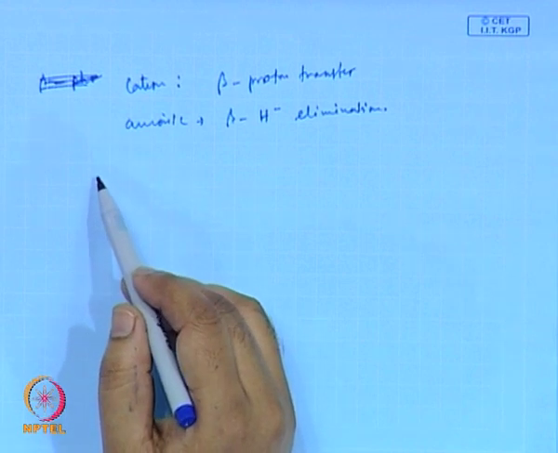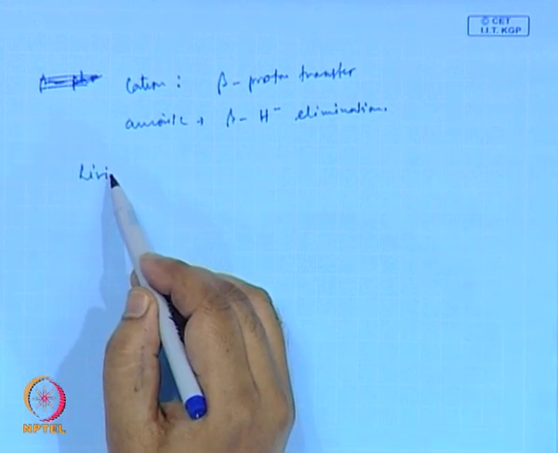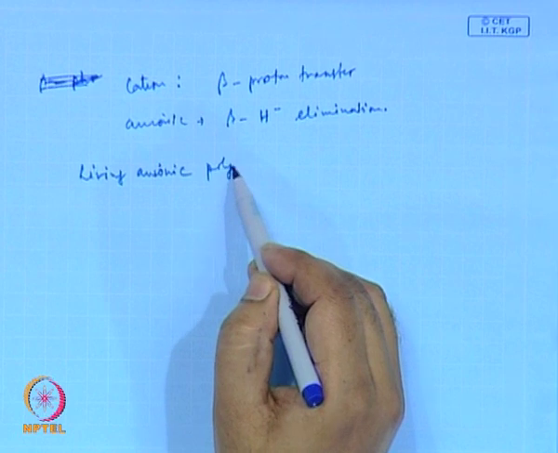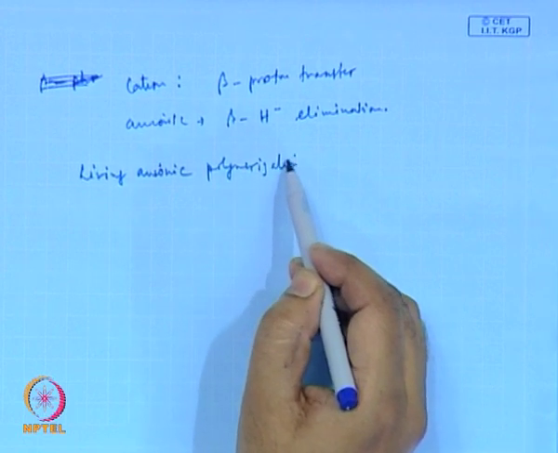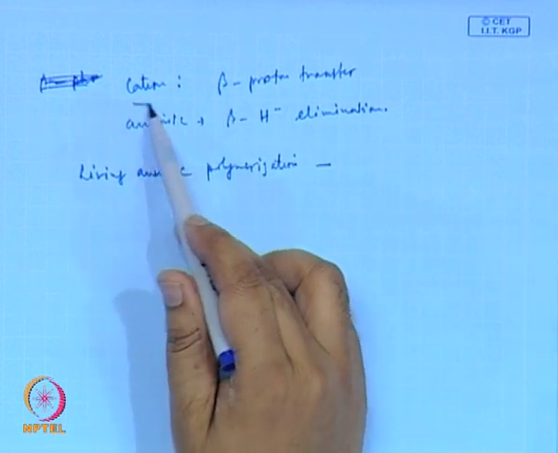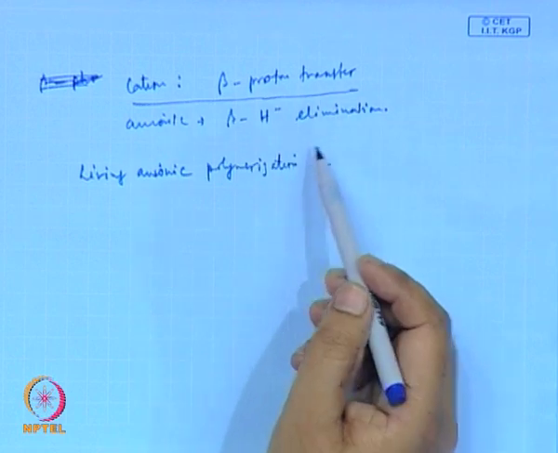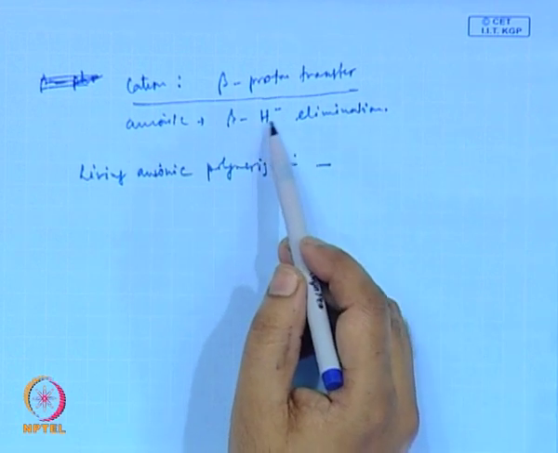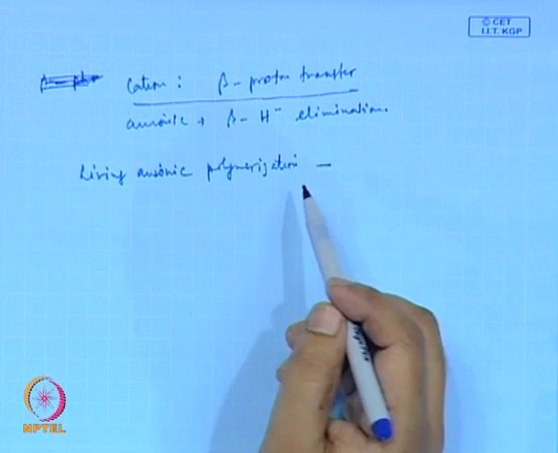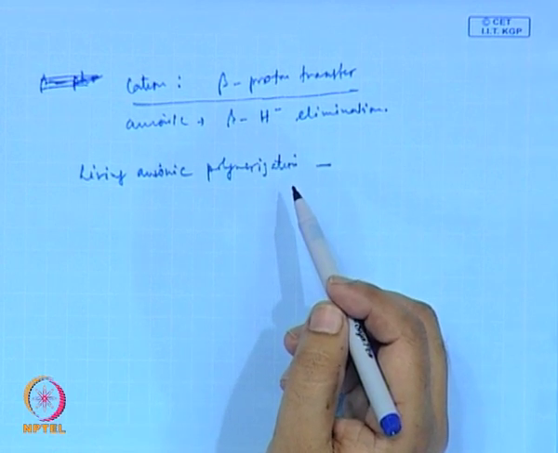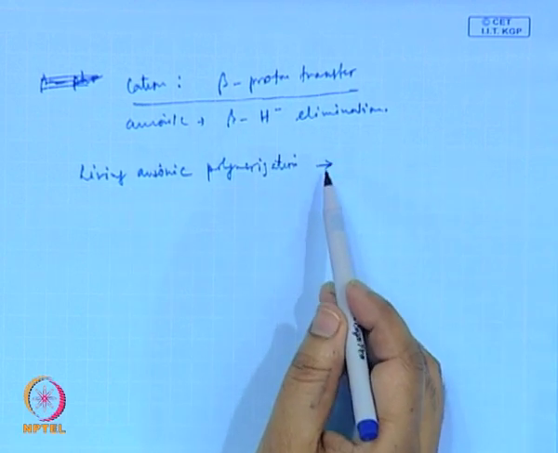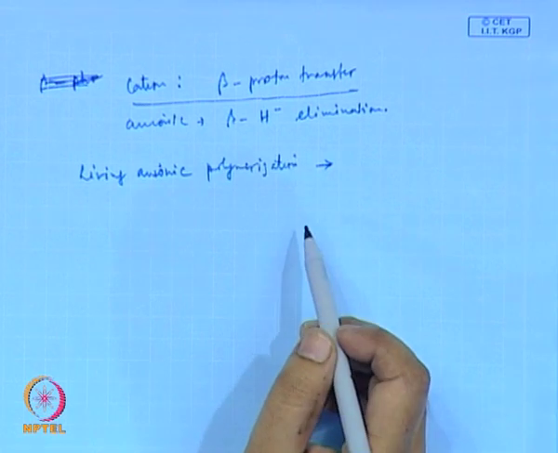That is why living anionic polymerization is comparatively easier than cationic polymerization, because in case of cationic polymerization these transfer reactions are very common and facile, whereas in case of anionic, the transfer reaction requires beta hydride elimination, which is not an easy thing. So, living anionic polymerizations are quite often easily achieved compared to living cationic polymerization.